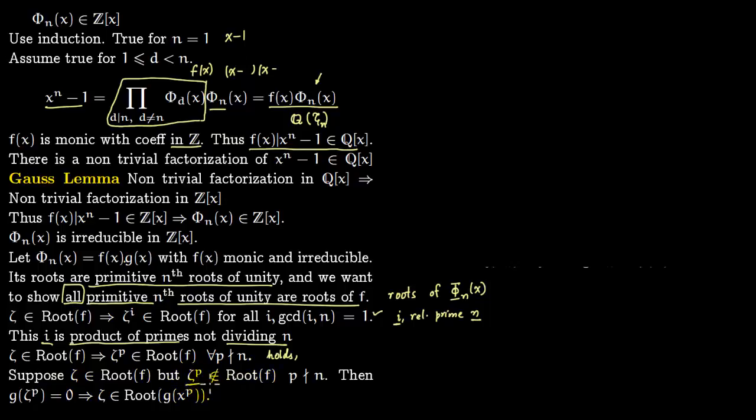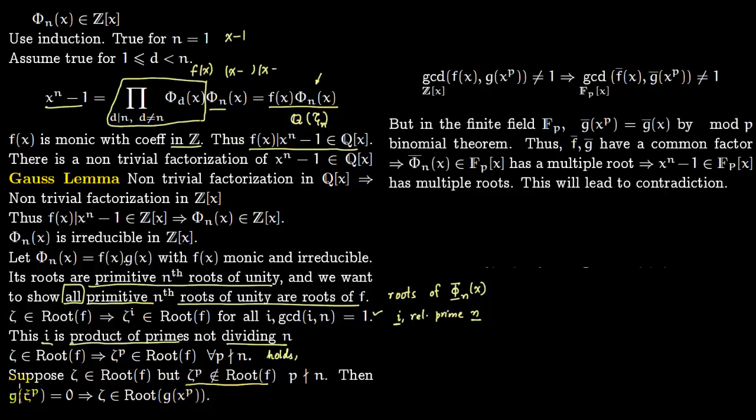So if zeta^p does not lie in the roots of f, if p does not divide n, then obviously zeta^p is a primitive root if p does not divide n, because we know that phi_n is nothing but the product of primitive roots of unity, and therefore this has to be a root of the other factor, g(x). So g(zeta^p) is 0. So this implies zeta is a root of g(x^p). So obviously, because if you put zeta here, you again get g(zeta^p) is 0. So now start taking greatest common divisor.